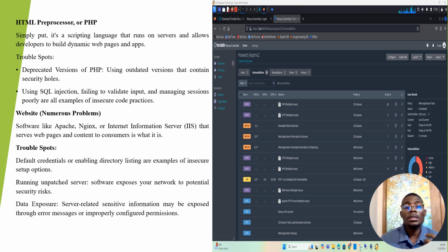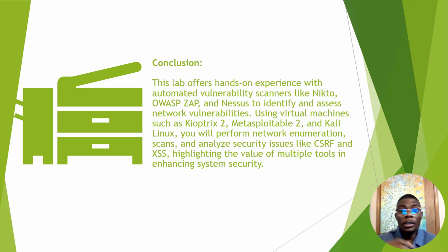So for conclusion, in this lab we were able to have hands-on experience with different automated tools. We were able to discover a lot of different vulnerabilities. We used ZAP, we used Nessus, we used Nikto to do our scanning, and we were able to use different tools like the Cartridge tool and Kali Linux, and the list goes on and on, highlighting issues like CSRF and XSS on our system.